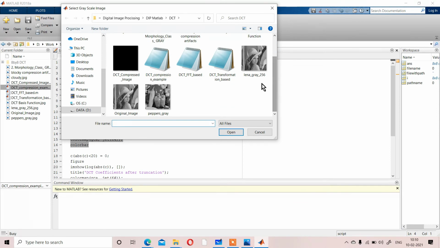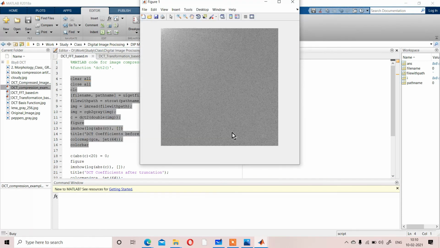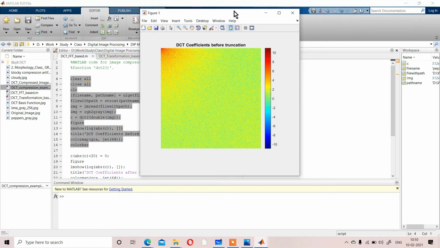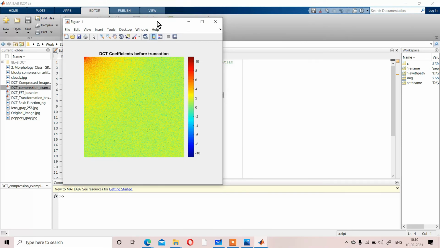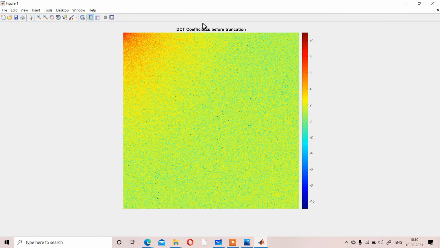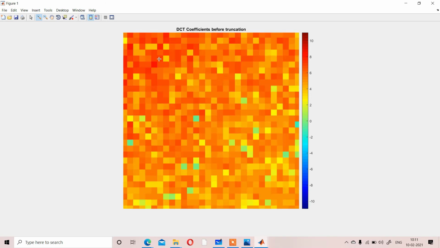Suppose we are considering a gray image; that image defines the DCT coefficients. So many pixels are there, that is the reason it is shown like that. If we zoom in, you can see each and every point in small block format, and each and every pixel position defines an intensity level.